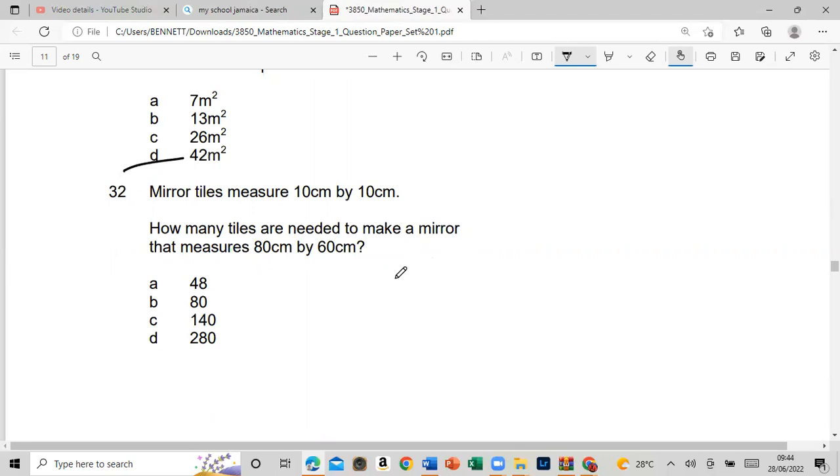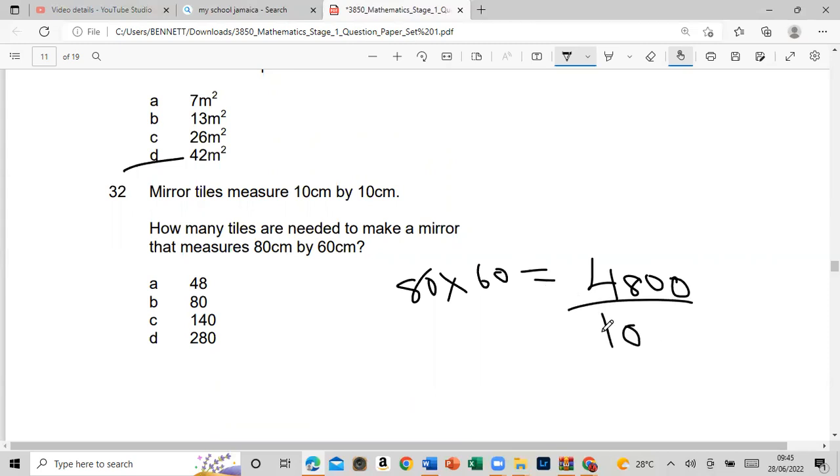So that would be 80 times 60. So that's 48, right? So then 10 by, no, I don't need 0. Yeah. And then 10 by 10, that's 100. So that will give you 48. All right, guys. So that's 48.